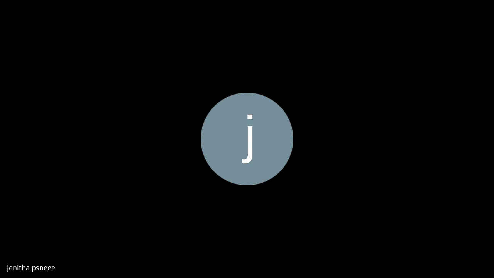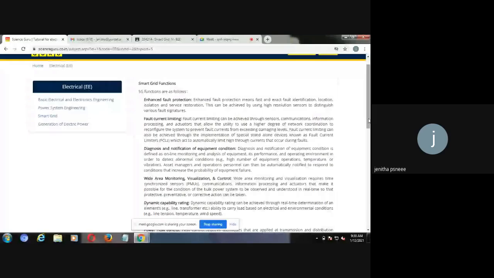Next function is fault current limiting. So what is fault current limiting? We are able to prevent the fault current. How do we prevent it? We are using sensors and communication information, these advanced features. I already told you that smart grid is a function of ICT, that is, information and communication technologies. By this, we can prevent the fault current.